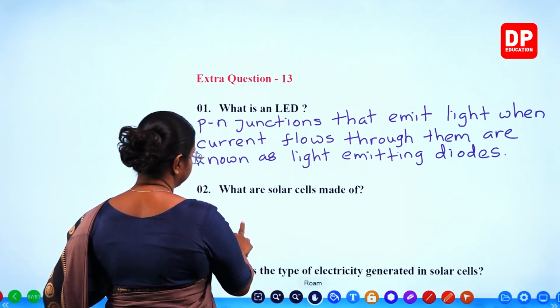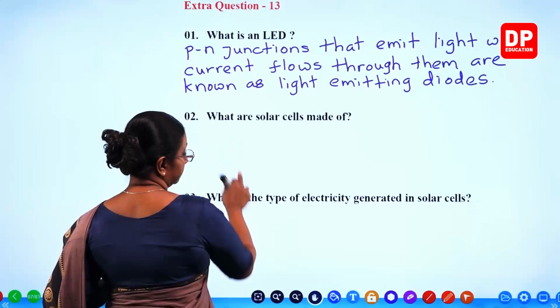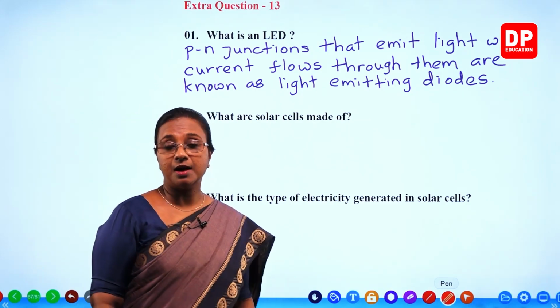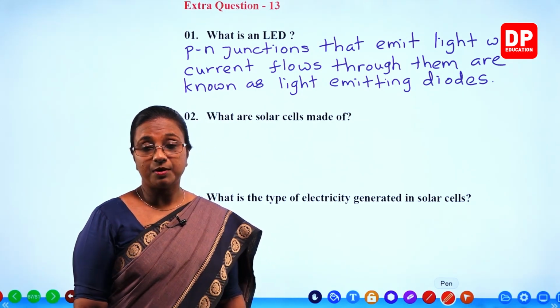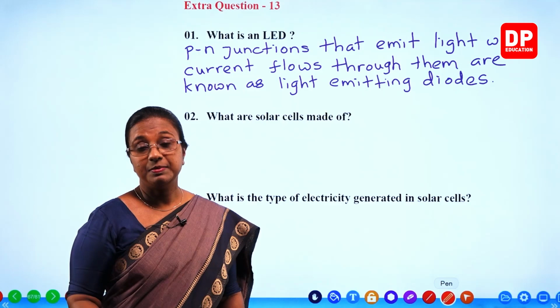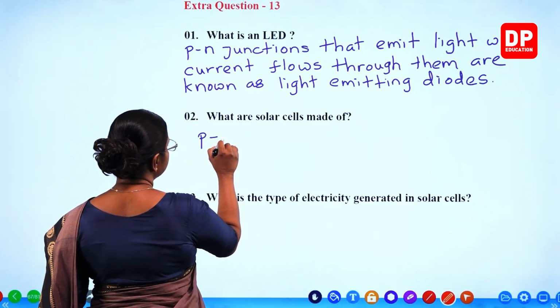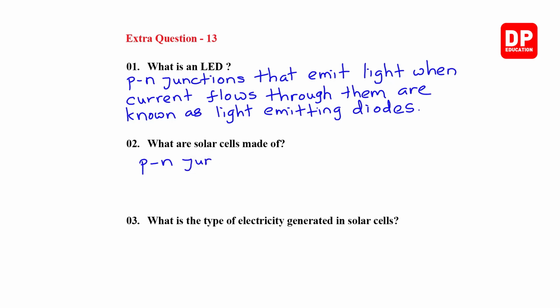Then the next one. What are solar cells made of? What are they made up of? They are made of PN junctions. So, they are made of PN junctions or PN junction diodes.